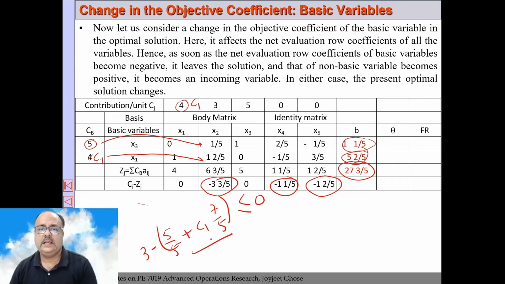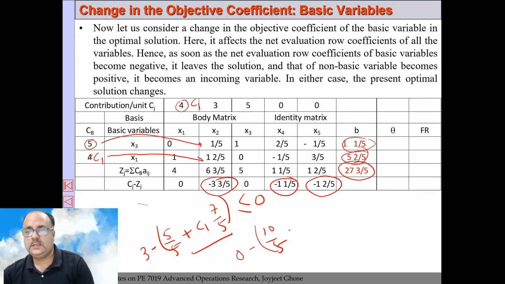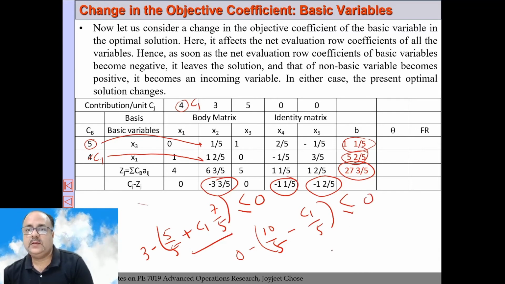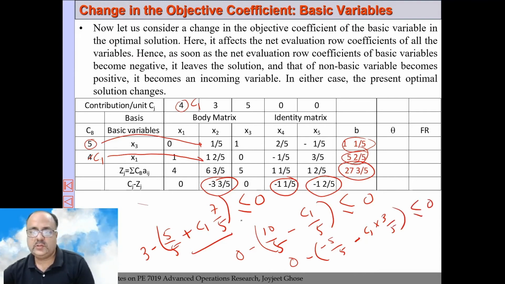So if you solve this, there will be 3 equations here, this equation and this equation, again 10 by 5, sorry, here 0 minus 10 by 5 minus c1 by 5 should be less than 0, and the third equation will be this into this, is 0 minus 5 by 5 into c1 into 3 by 5, again this less than 0. So we'll solve these three equations.